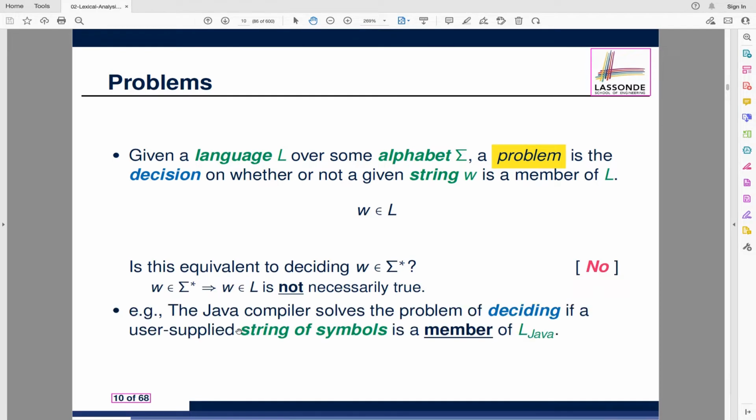And then, Java program. This one, I'm not going to bother you too much. If you want to compile a Java program that's input by the user, what you're going to do is a membership check. You want to ask if the input string entered by the user using the keyboard is a member of the language of Java, basically. So that's the four levels we should know in the context of lexical analysis. Assuming there's no problem here, let's move on.